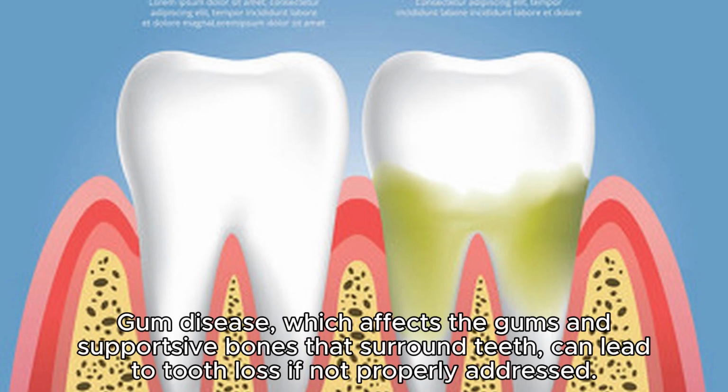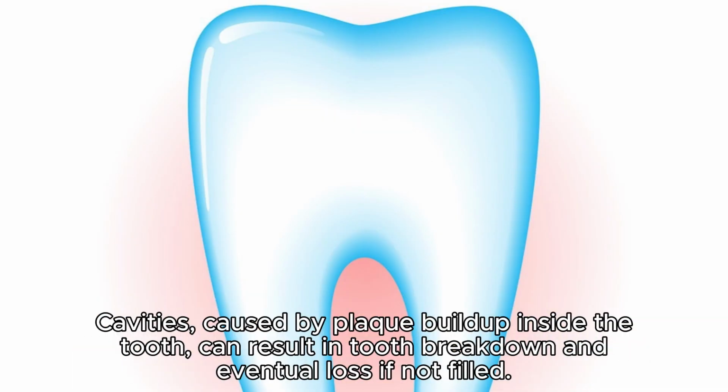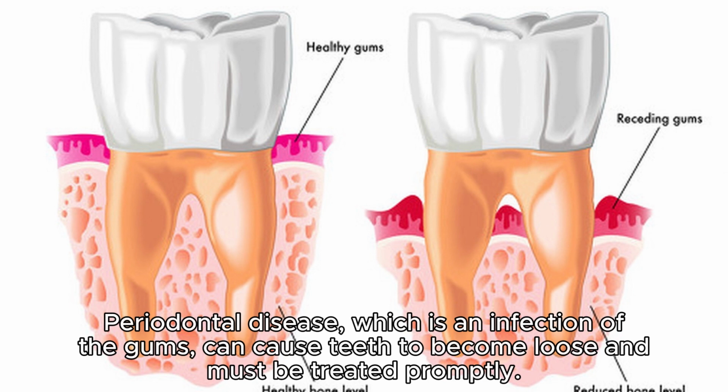Gum disease, which affects the gums and supportive bones that surround teeth, can lead to tooth loss if not properly addressed. Cavities, caused by plaque buildup inside the tooth, can result in tooth breakdown and eventual loss if not filled. Periodontal disease, which is an infection of gums, can cause teeth to become loose and must be treated promptly.